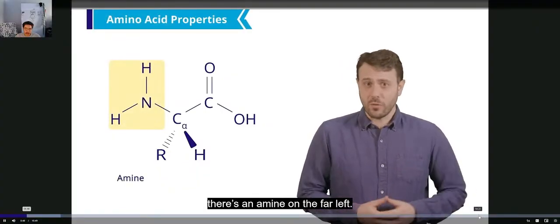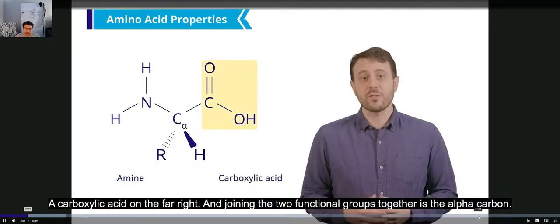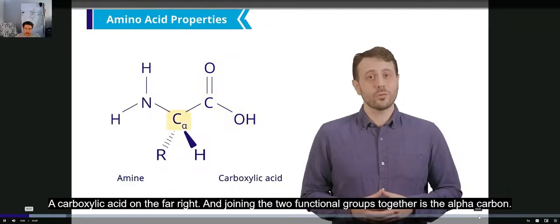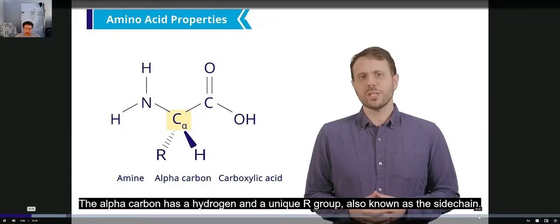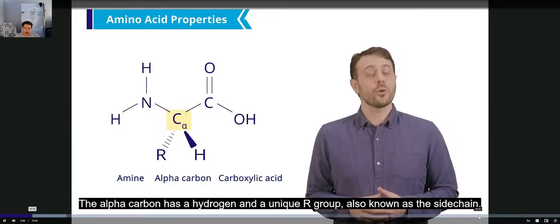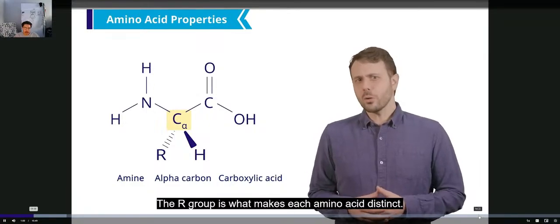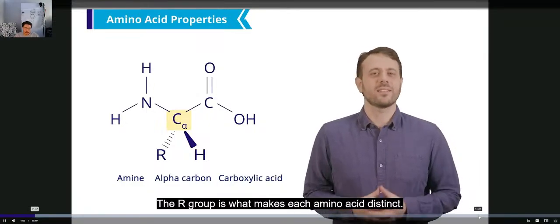There's an amine on the far left, a carboxylic acid on the far right, and joining the two functional groups together is the alpha carbon. The alpha carbon has a hydrogen and a unique R group, also known as the side chain. The R group is what makes each amino acid distinct.